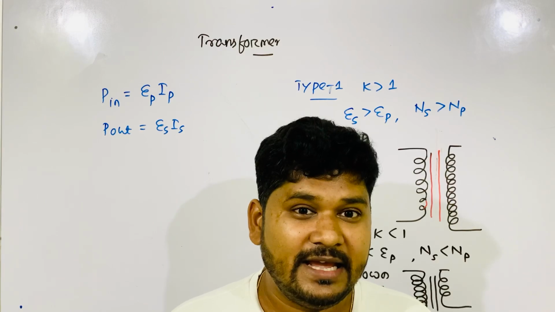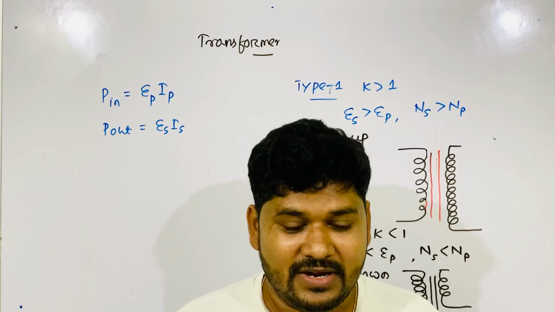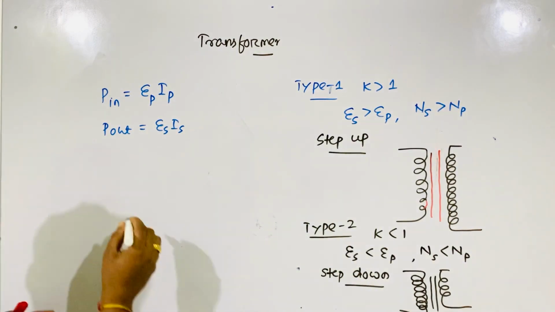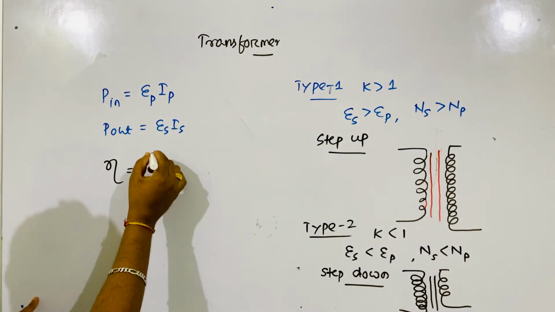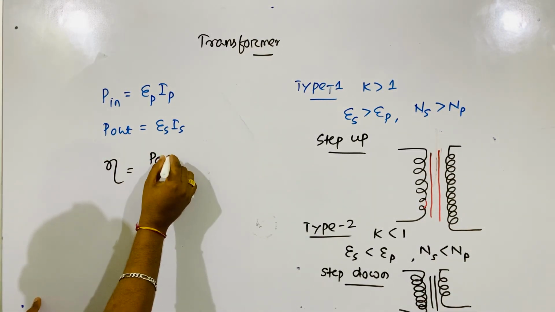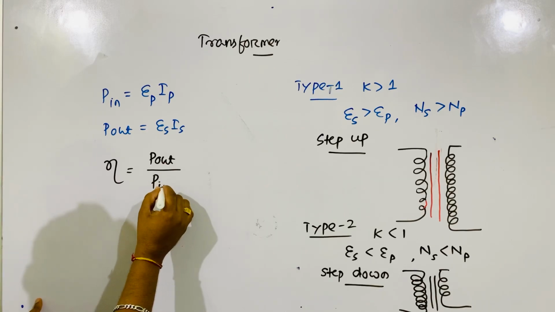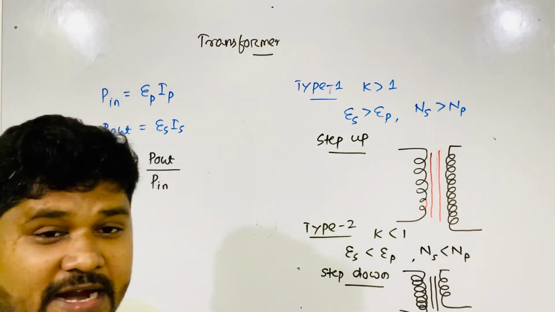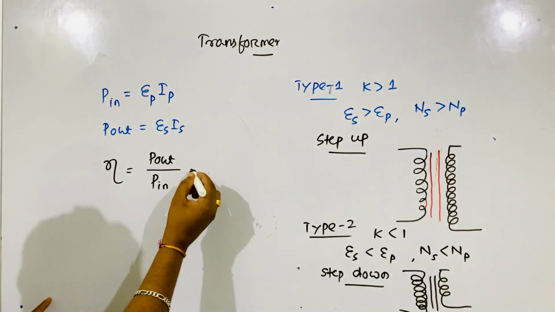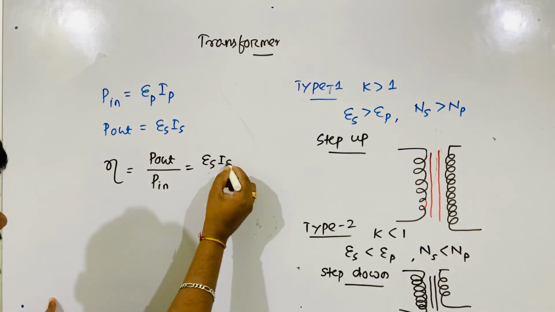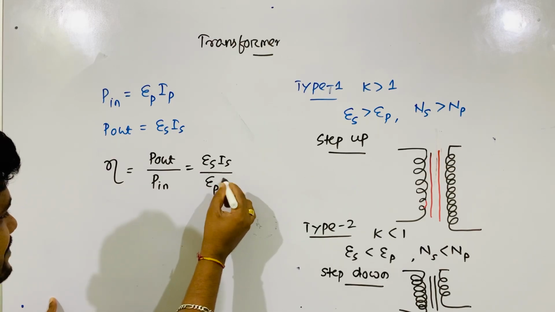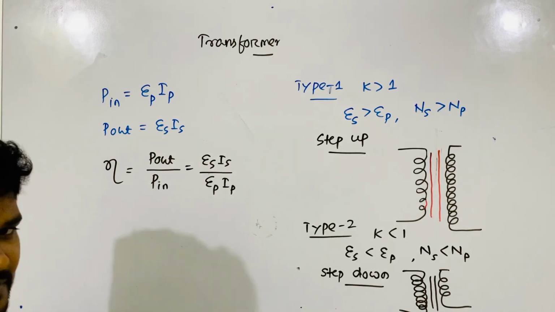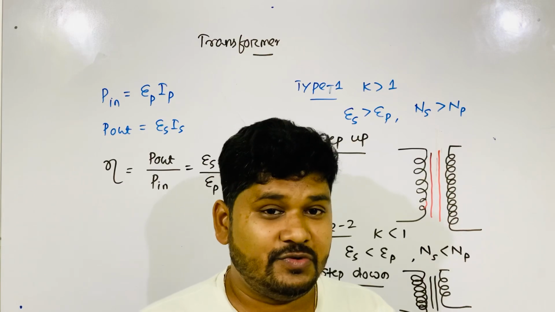there is one word. What is that word? Efficiency. And what is efficiency? Efficiency is the output power divided by the input power, that means ES IS divided by EP IP. Output power by input power.